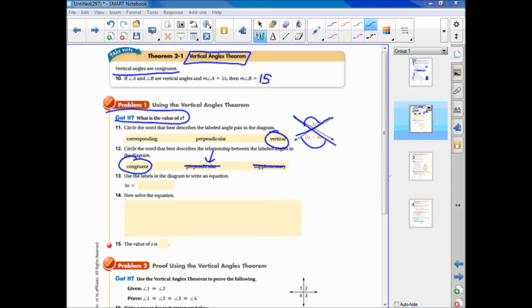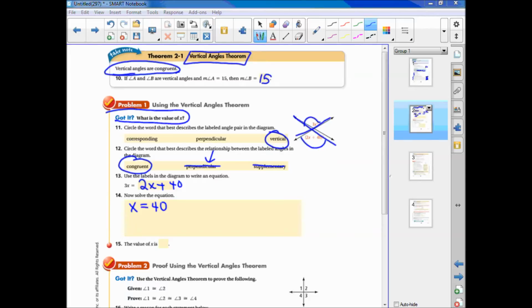Use the labels in the diagram to write an equation. Since our vertical angles theorem says vertical angles are congruent, we never proved it yet, though, do take note of that, then we can use that information here and say 2x plus 40 is equal to 3x, and then we could solve. So we could subtract 2x from both sides to get x equals 40.